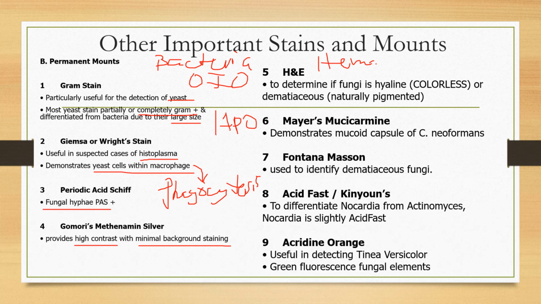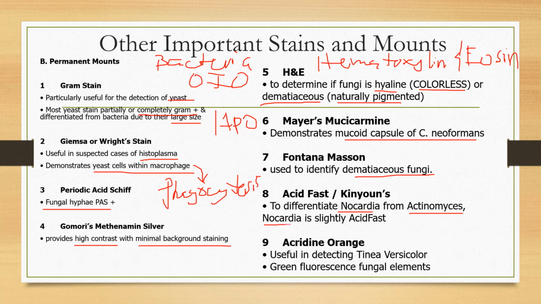Hematoxylin and eosin, also known as the H&E class. This is very important for hyphae class because it determines if the fungi is hyaline or colorless, or dematiaceous or pigmented. Then we have Mayer's mucicarmine, mucoid capsule of Cryptococcus, Fontana-Masson to identify dematiaceous or pigmented fungi, acid fast or Kinyoun to differentiate Nocardia from Actinomyces.